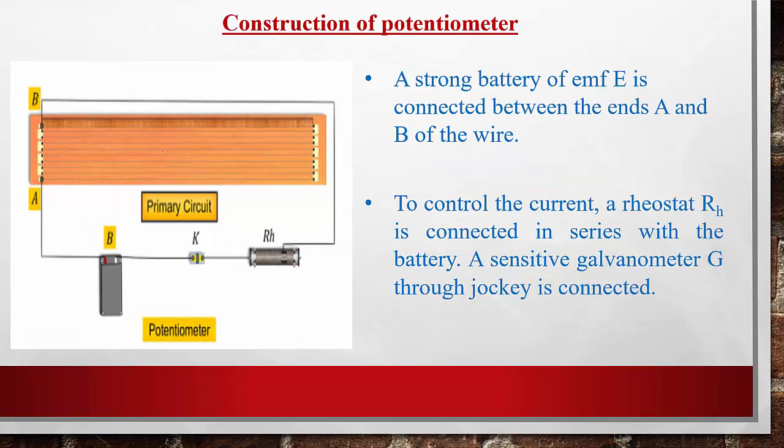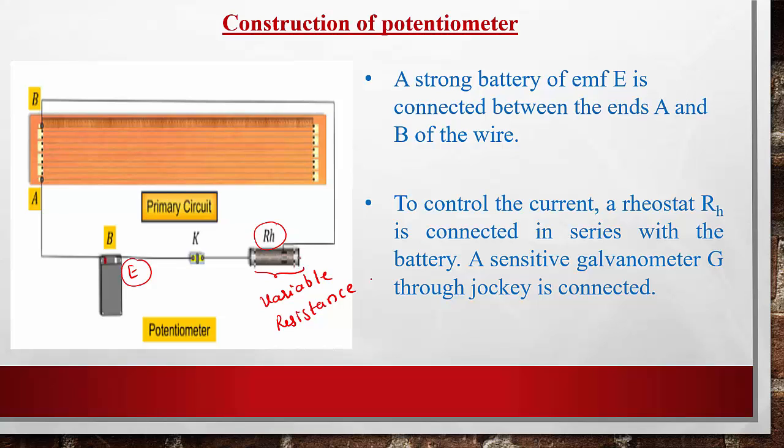Then a strong battery of EMF E is connected between the ends A and B of the wire. To control the current, we are using a rheostat. You can observe the diagram. This is a rheostat. Rheostat is also called variable resistance, and we use it only to control the current, because we know that resistance opposes the flow of charges. So we can control the current using the rheostat.